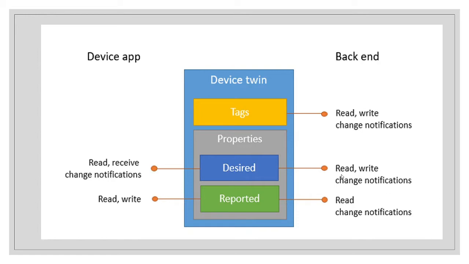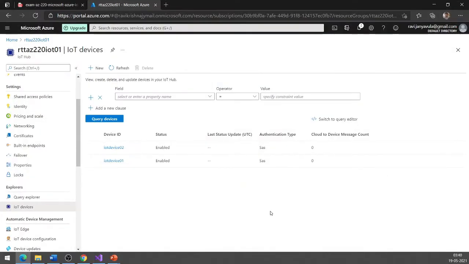We will look at a demo demonstrating the following features and seeing how the change notification and how the read write access policies work. Let me just switch to the Azure portal so that we can see a demonstration. So this is our Azure portal. This is the Azure IoT Hub which was created in our previous demos. We have two devices, IoT device 01 and IoT device 02.